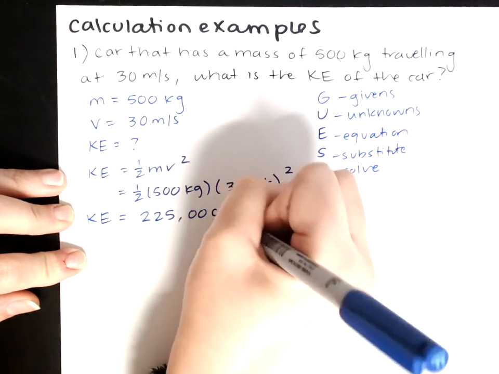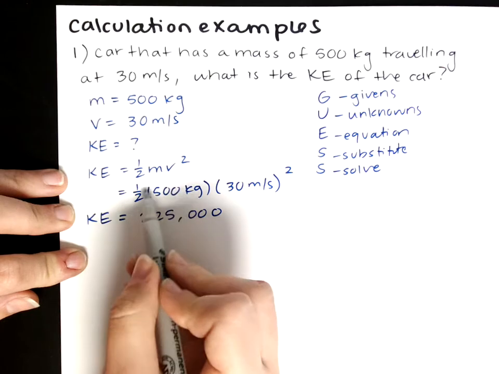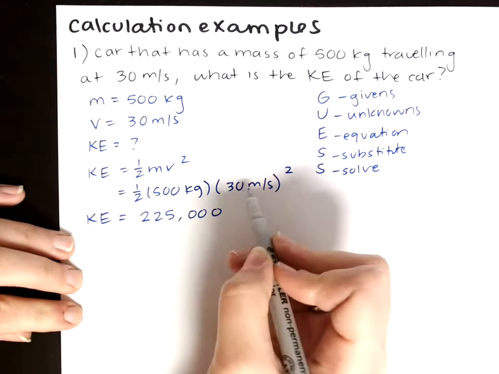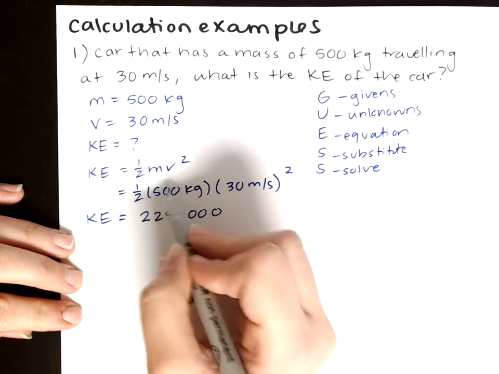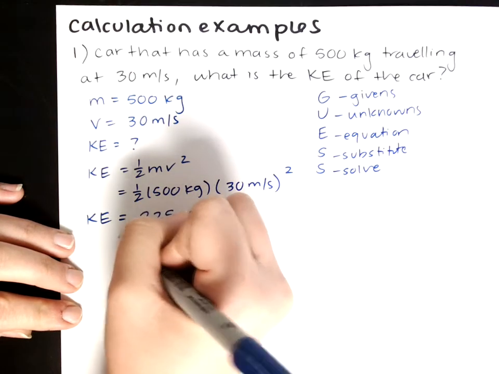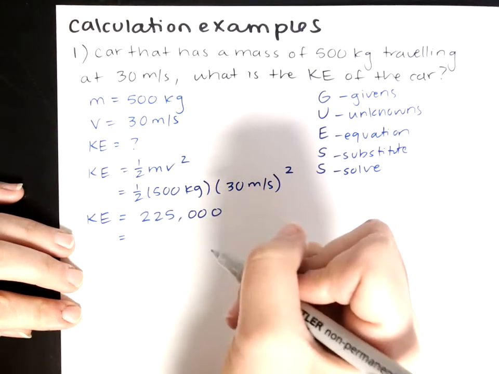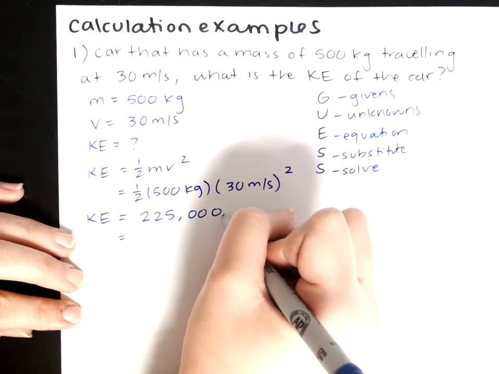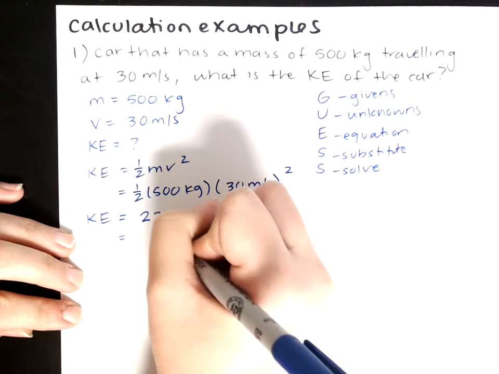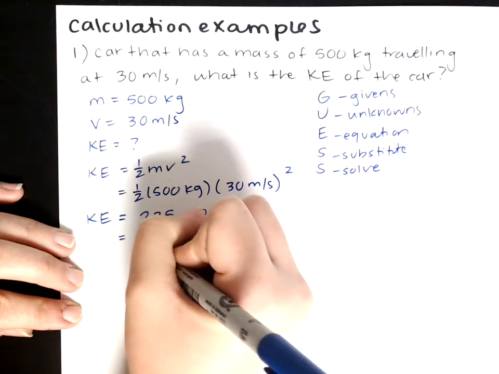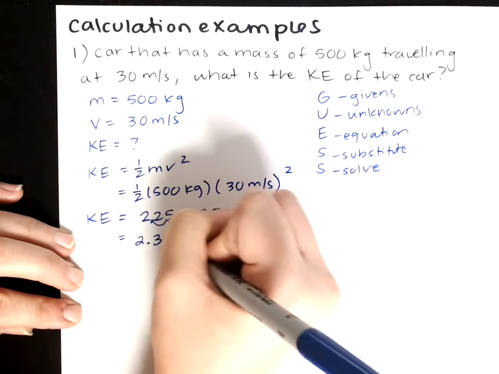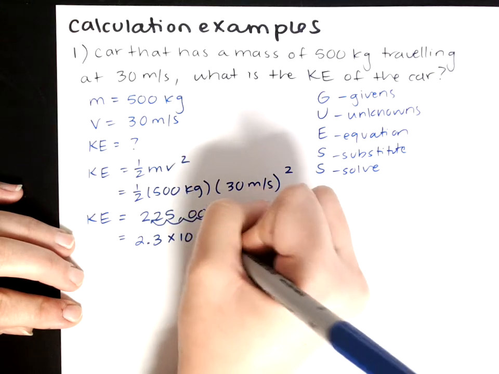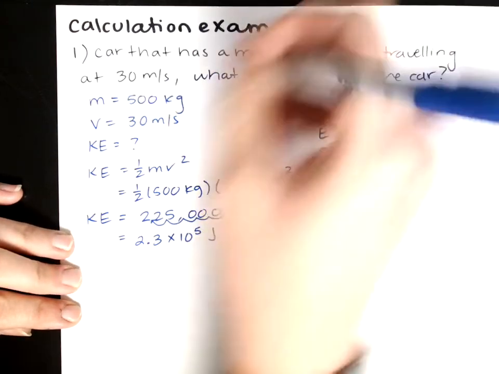225,000 joules. Well, we want to make sure we write our answer in, our two givens are 3 significant figures and 2 significant figures, so we're going to want to write our answer in 2 significant figures. So 1, 2, 3, 4, 5 decimal places to the left, so instead of 2.25 we'll round, so 2.3 times 10 to the 5th joules is our final answer.